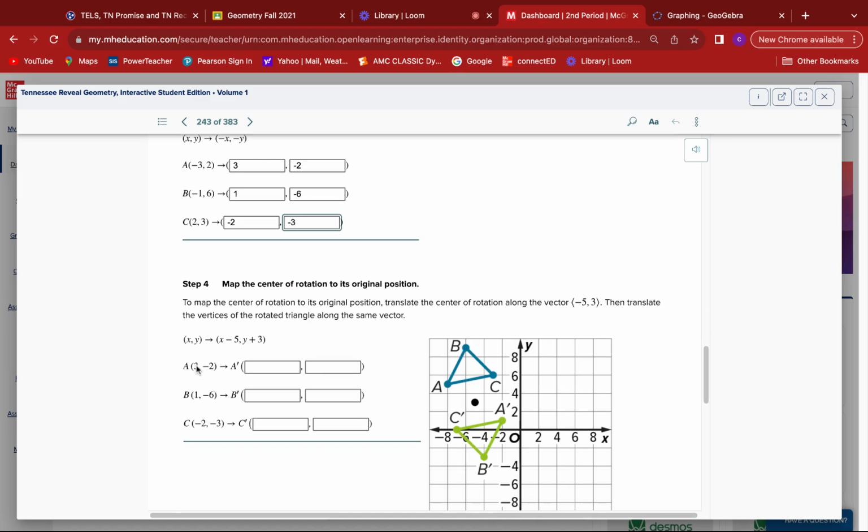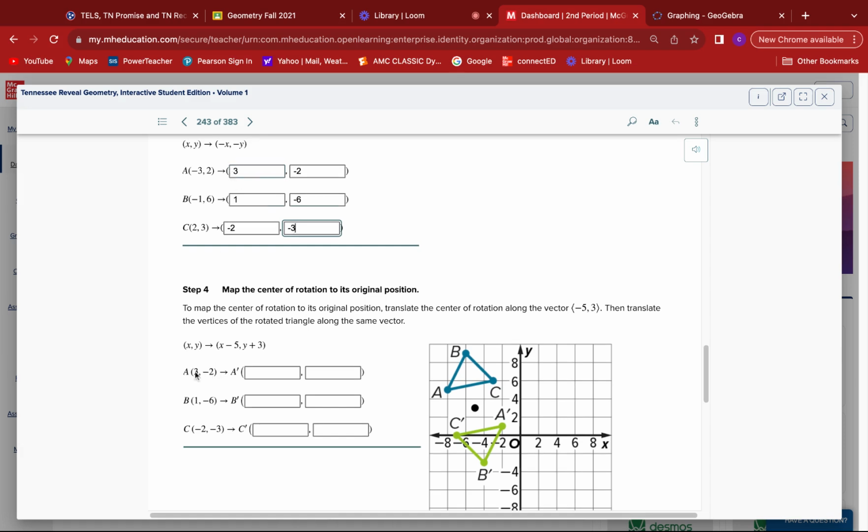All right, so this 3 that we got from up here is going to sub in for the x. That means I'm putting the 3 right there. So 3 minus 5. 3 minus 5 is a -2. -2 is going to replace the y, so -2 plus 3 is a 1. All right. Let's see. Replacing the 1 for the x, so 1 minus 5 is a -4. Replacing the -6 for the y, -6 plus 3 is a -3.